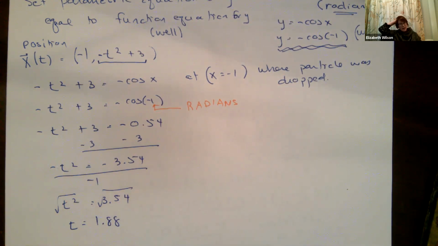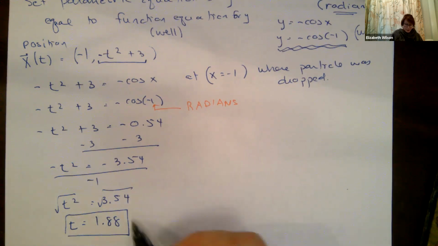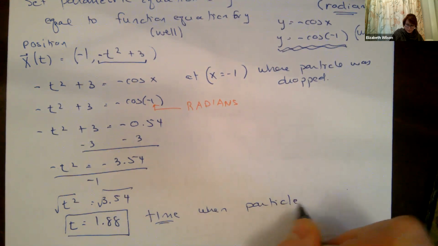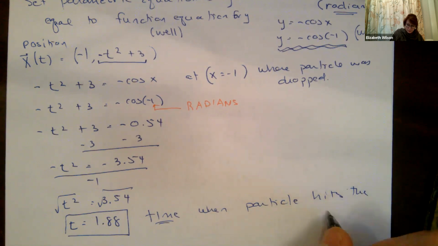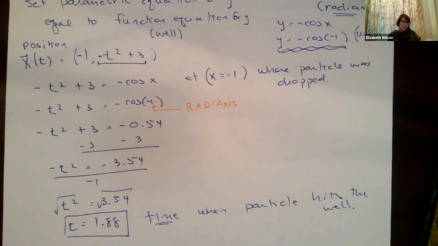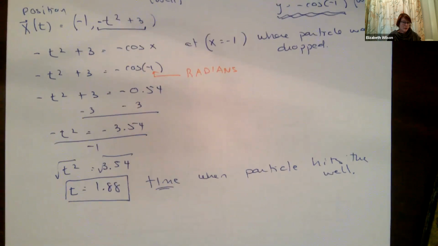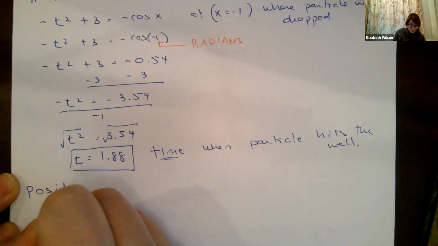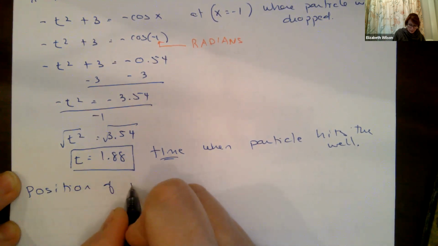Technically, there's a positive and a negative, right? Because I'm taking the square root, but I only want the positive time because we're moving forward in time, right? So t equals 1.88. So this represents the time when the particle hits the well. Okay, so we solve for t, right? Once we find the time when it happens, I can use that time to figure out the position. Okay, so I can use this time to figure out the position of impact.